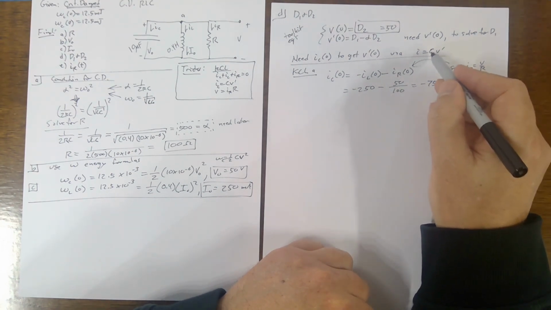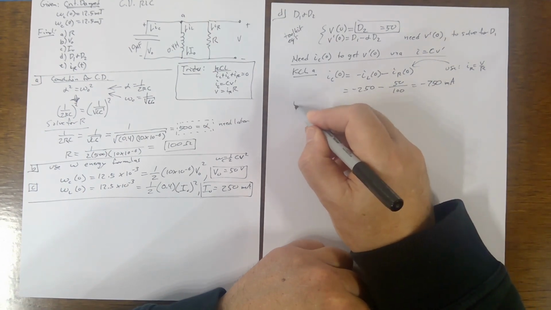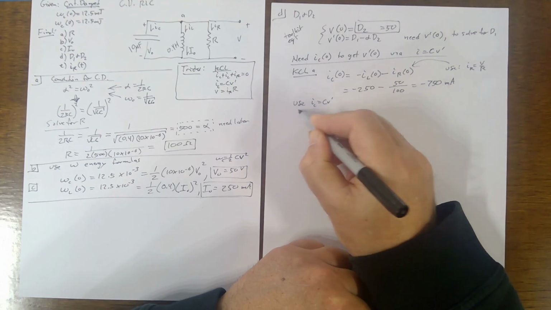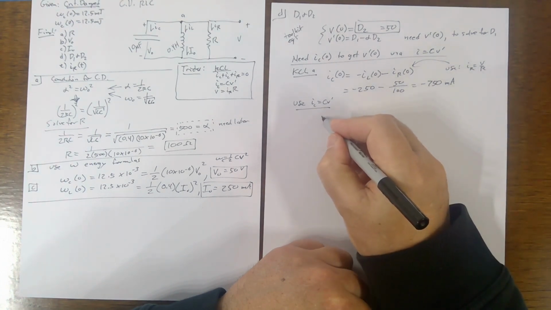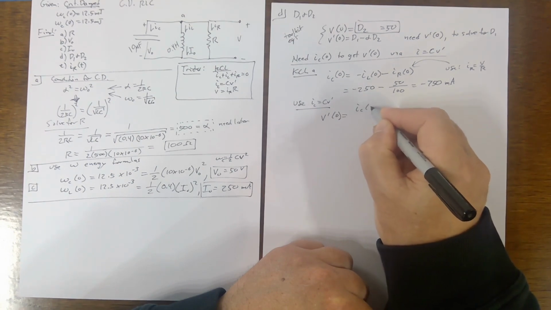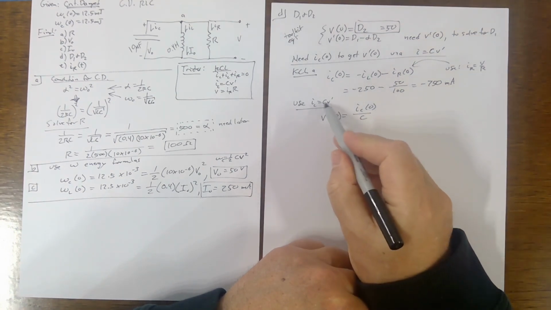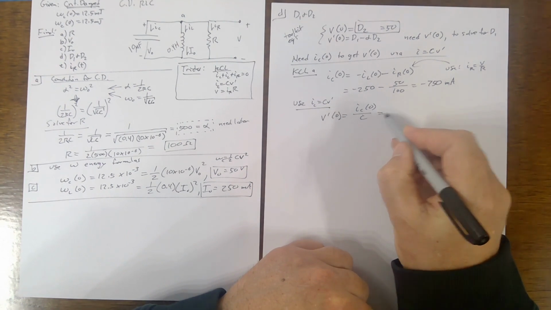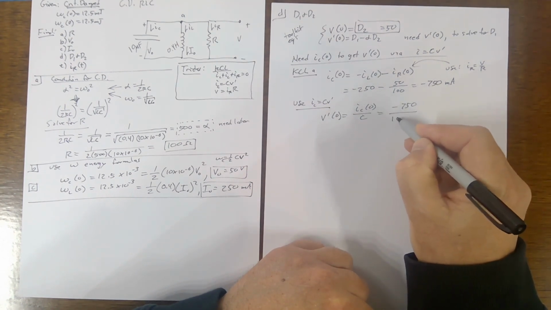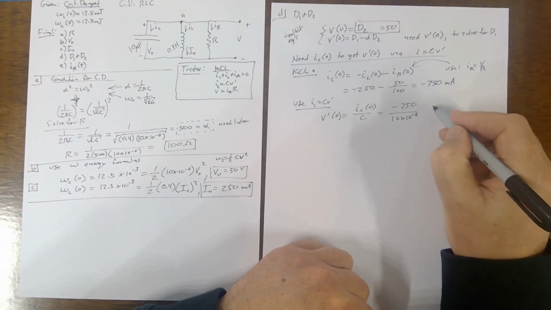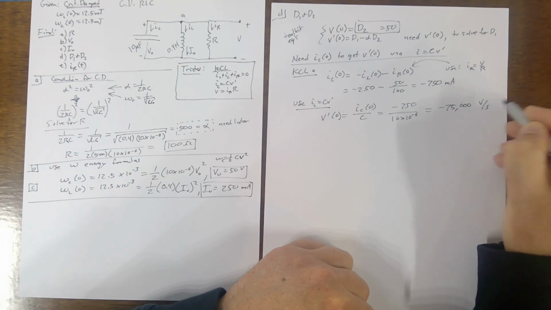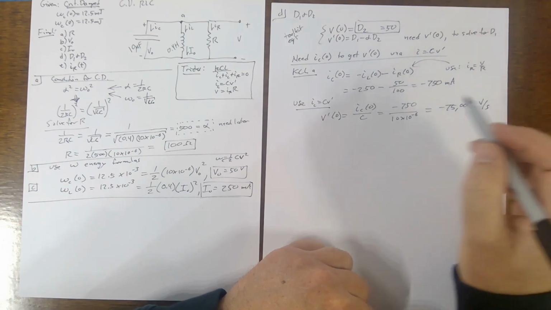Then backing up, we can use I sub C equals C V prime now. So V prime at 0 is going to be I sub C at 0 over C. That's just this I equals C V prime relationship. And plug in this 750 we just solved for and the capacitance that we know. And this ends up being minus 75,000, and it has units volts per second.